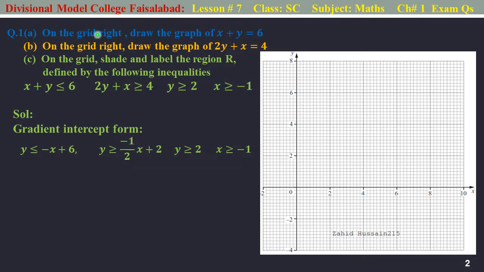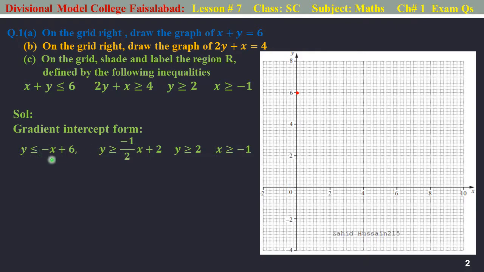Actually, we are going to plot the graph of this equation x plus y is equal to 6, which in the gradient intercept form is y is equal to minus x plus 6, or y less than or equal to minus x plus 6. To draw the graph of this, we will look at its y-intercept. Its y-intercept is plus 6, so we will place a dot at plus 6.